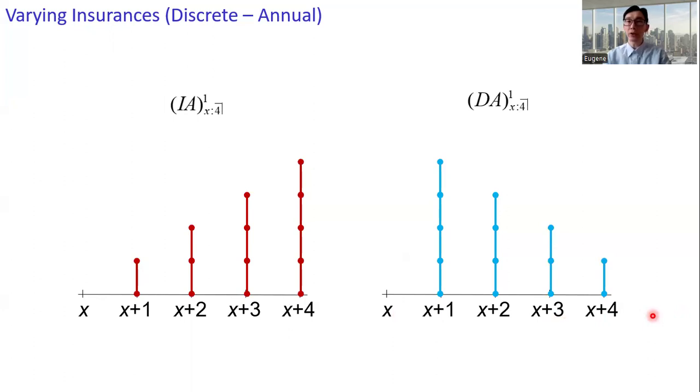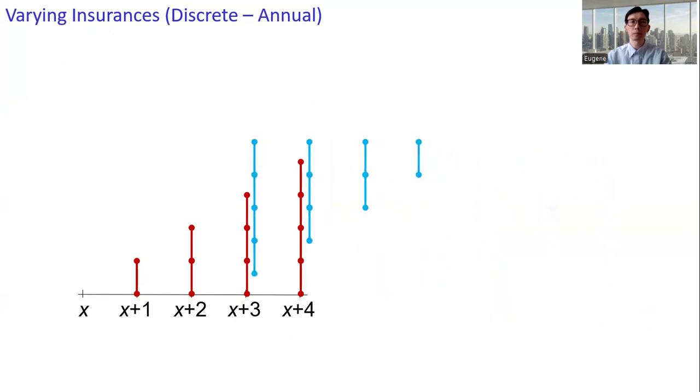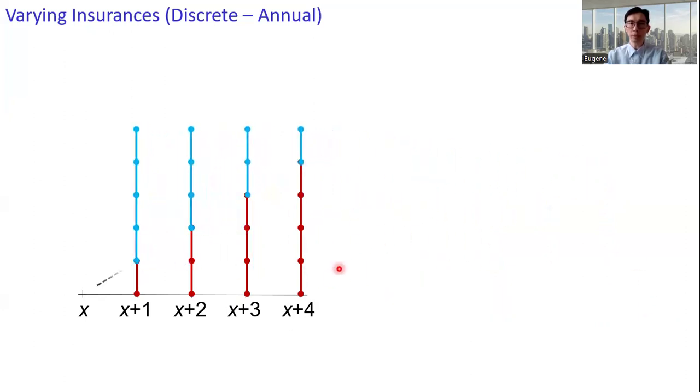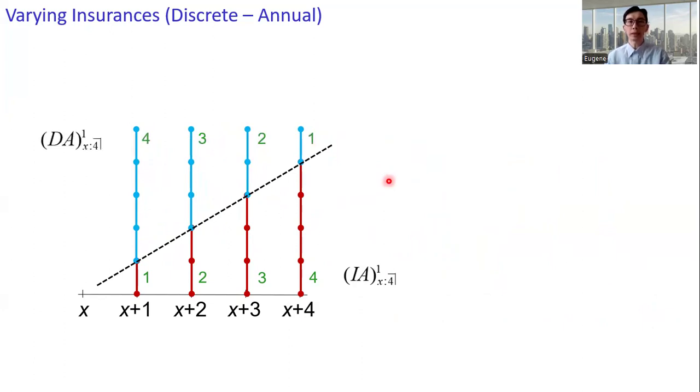Let's combine these two together. The bottom part, we have the increasing insurance. And then the top part, we have the decreasing insurance. And then you can see that if we add up the increasing insurance and the decreasing insurance, we have a level death benefit. And here, the level death benefit amount is 5. And this is an N-year term insurance.